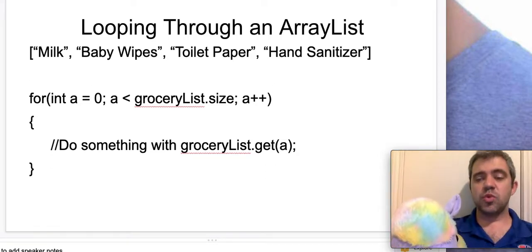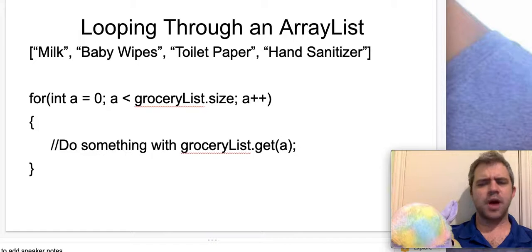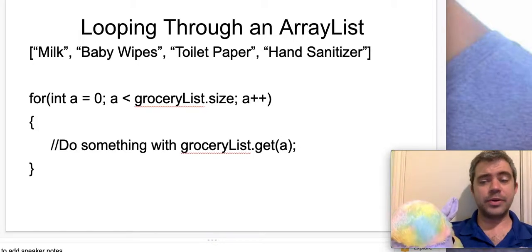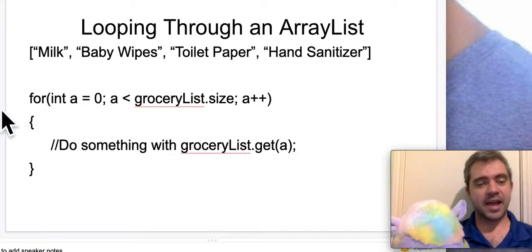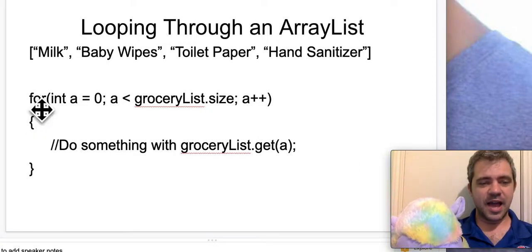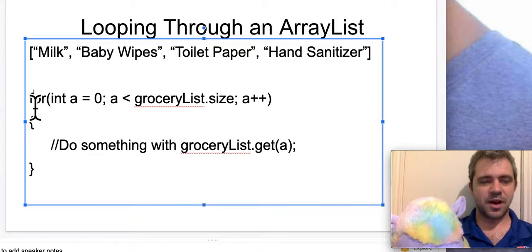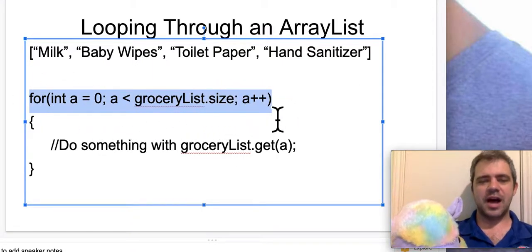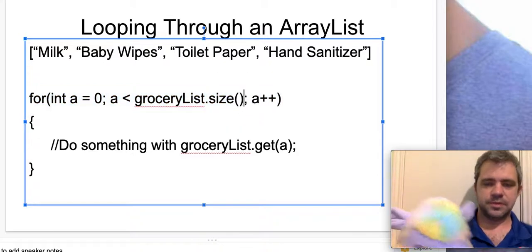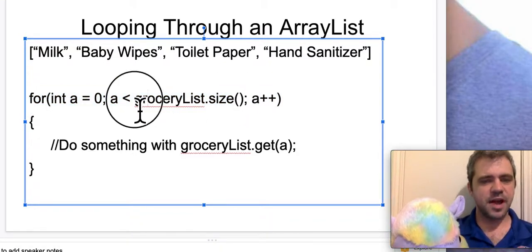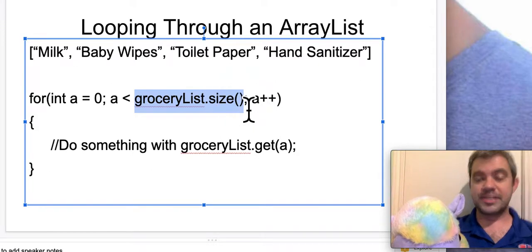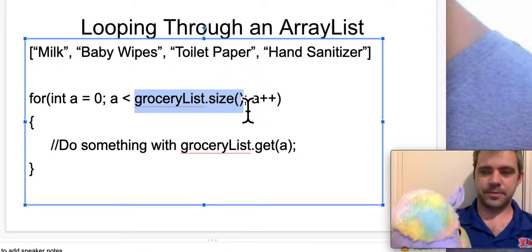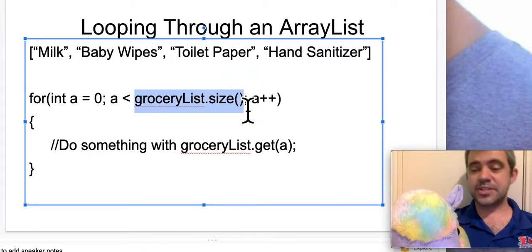All right, let's talk real quick about how you loop through an array list. Just like arrays, we're constantly going to be looping through array lists. And the way that we do it is very familiar, okay? Look at this. This looks almost identical to what we did with arrays. The only difference, other than my mistakes there, is we're using dot size instead of dot length. Otherwise, it's just the same.